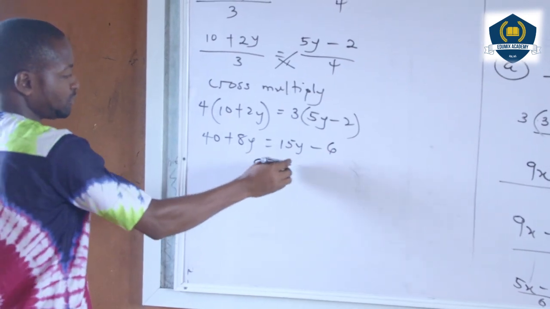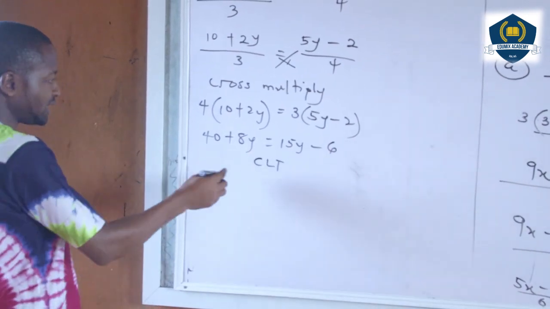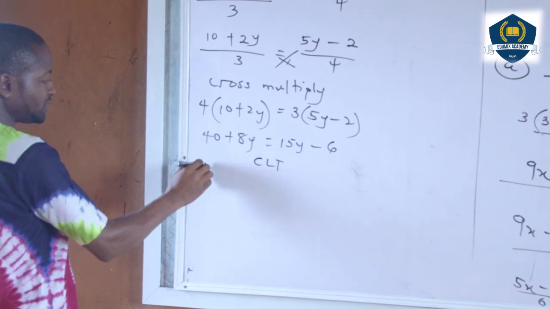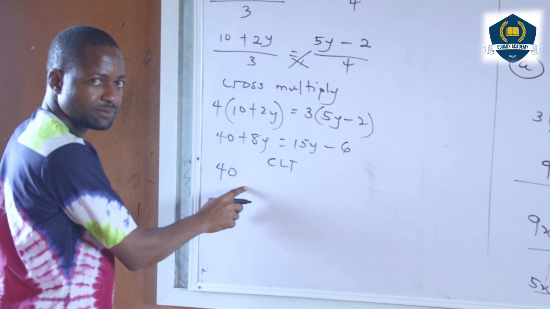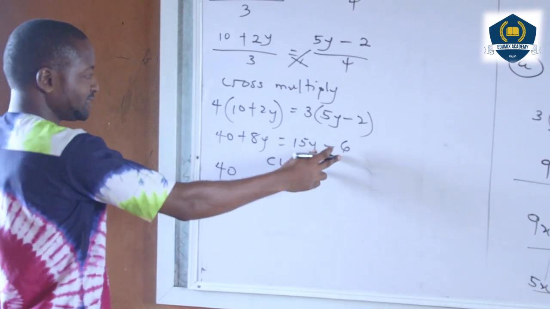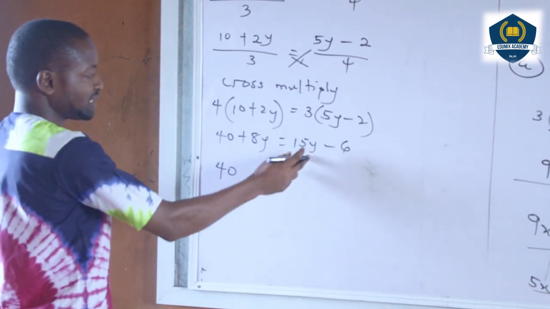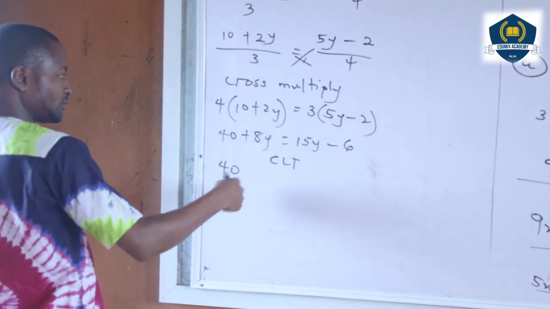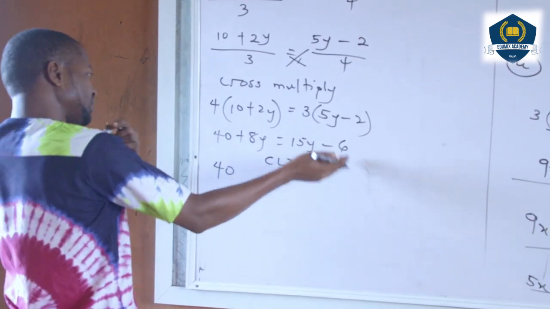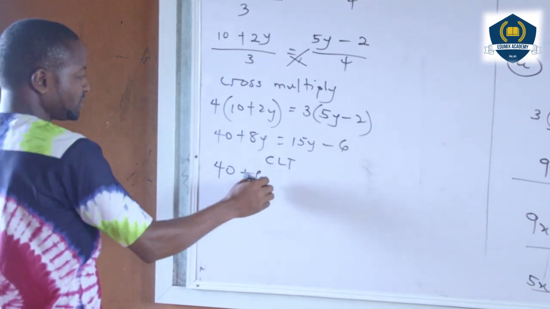We are almost there. Then we collect like terms. So collecting like terms now, this is 40 on the left hand side. Now bring minus 6 here to join its family member here. You know, 40 and minus 6 are numbers. 8y has y, 15y has y. You also bring them together. 40 minus 6. This is minus 6 on the right hand side. Bring it to the left, it becomes plus 6.